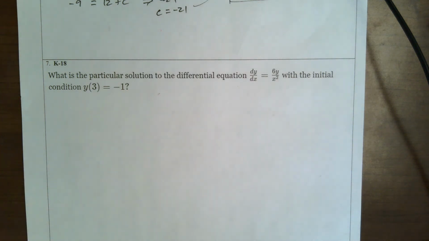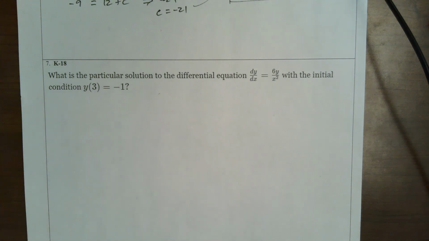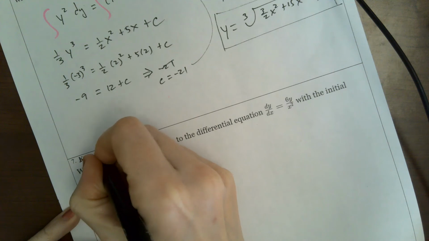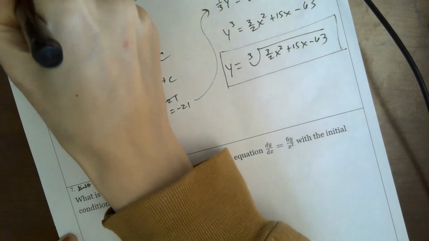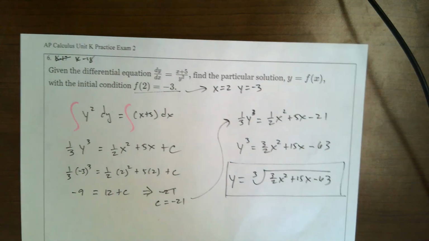Okay, so here is number 7. This is from K-18. Ooh, actually, this is K-19. I have to finish it. I have to fix this. K-19, and that's K-18. All right, so that was K-18.